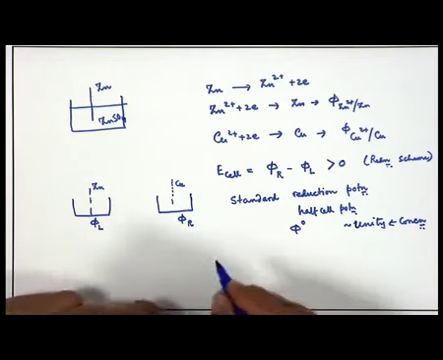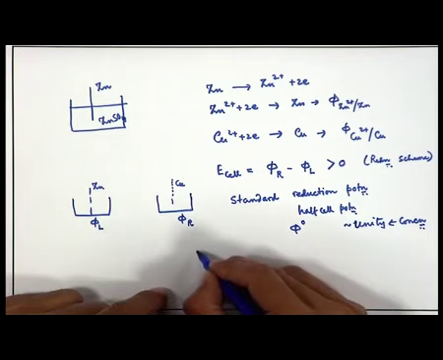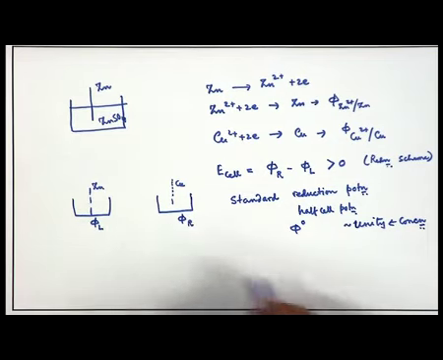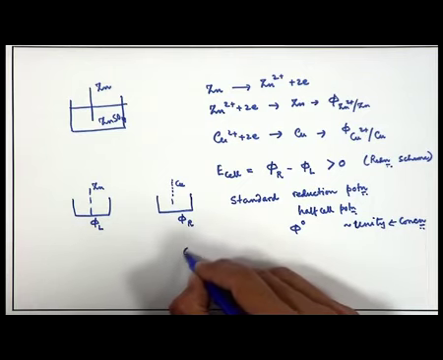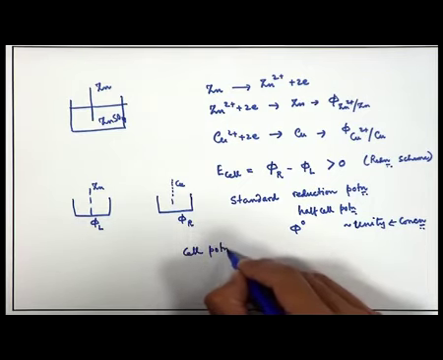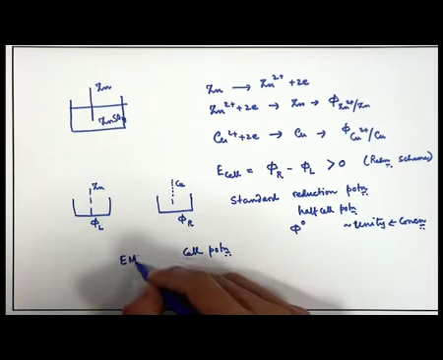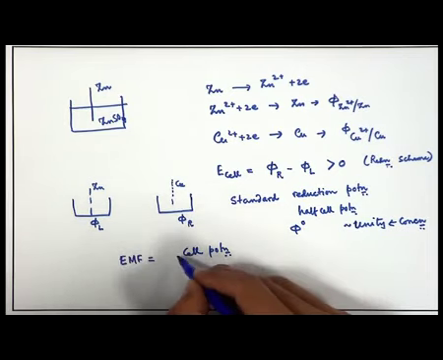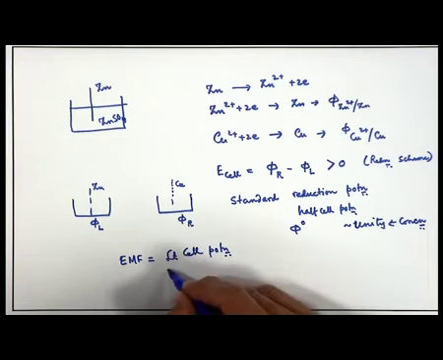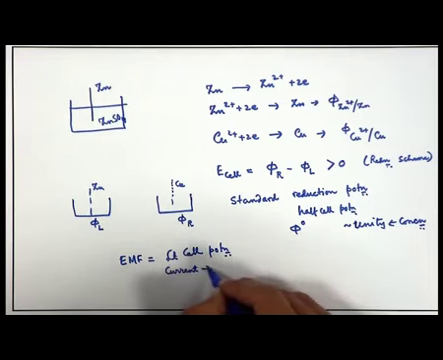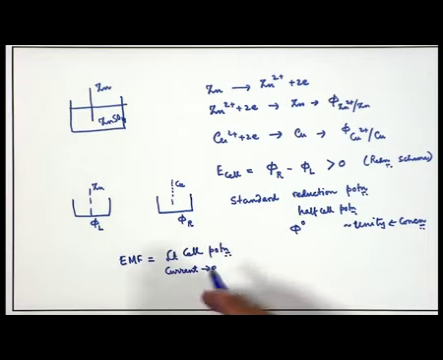So, EMF, or electromotive force, is nothing but the cell potential when the limit of the current goes to 0. That means you measure the cell potential with a device which does not draw too much current. So, that is called the EMF, or electromotive force.